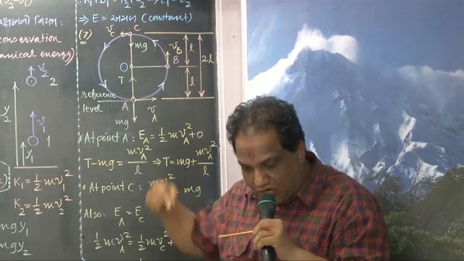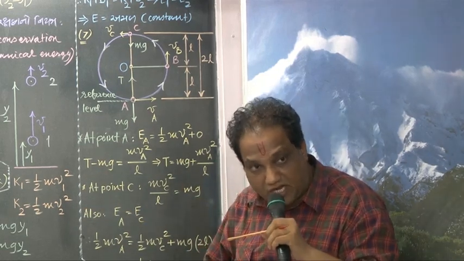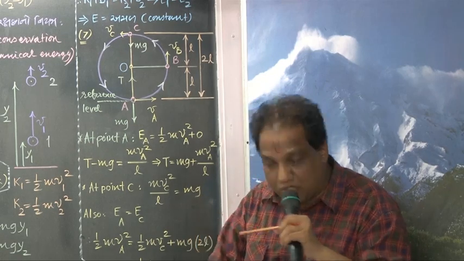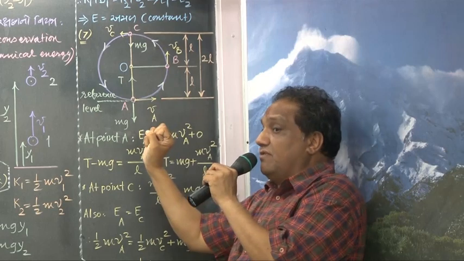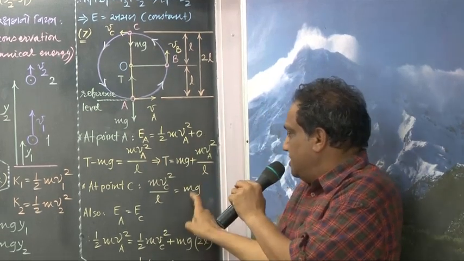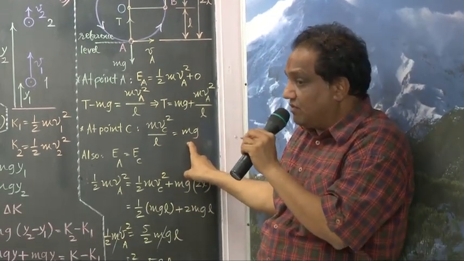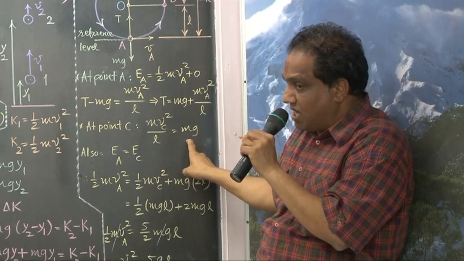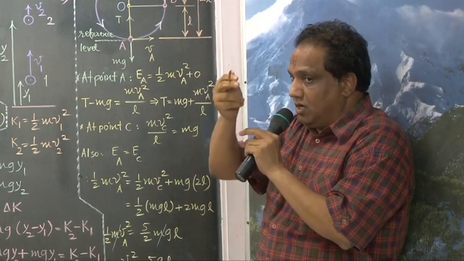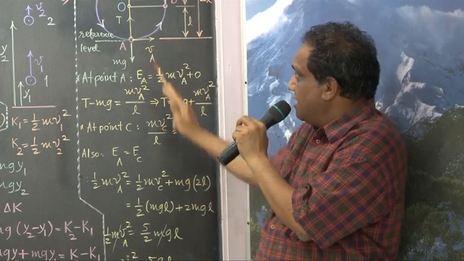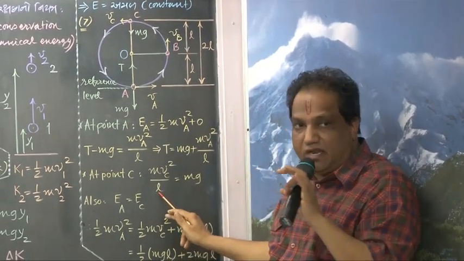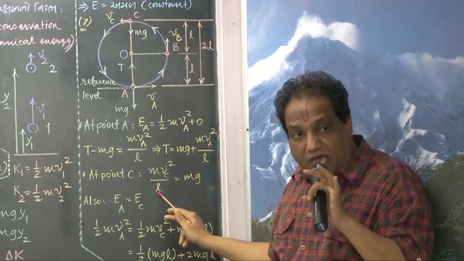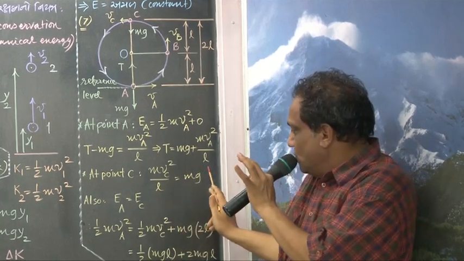Any force pointing towards the center of the circle will use centripetal force. So right now this mg will become the centripetal force. What is the formula of centripetal force? mv square upon r. Don't say v, say vc, because you are talking about point C. And don't say r, say l. So m vc square upon l is equal to mg.